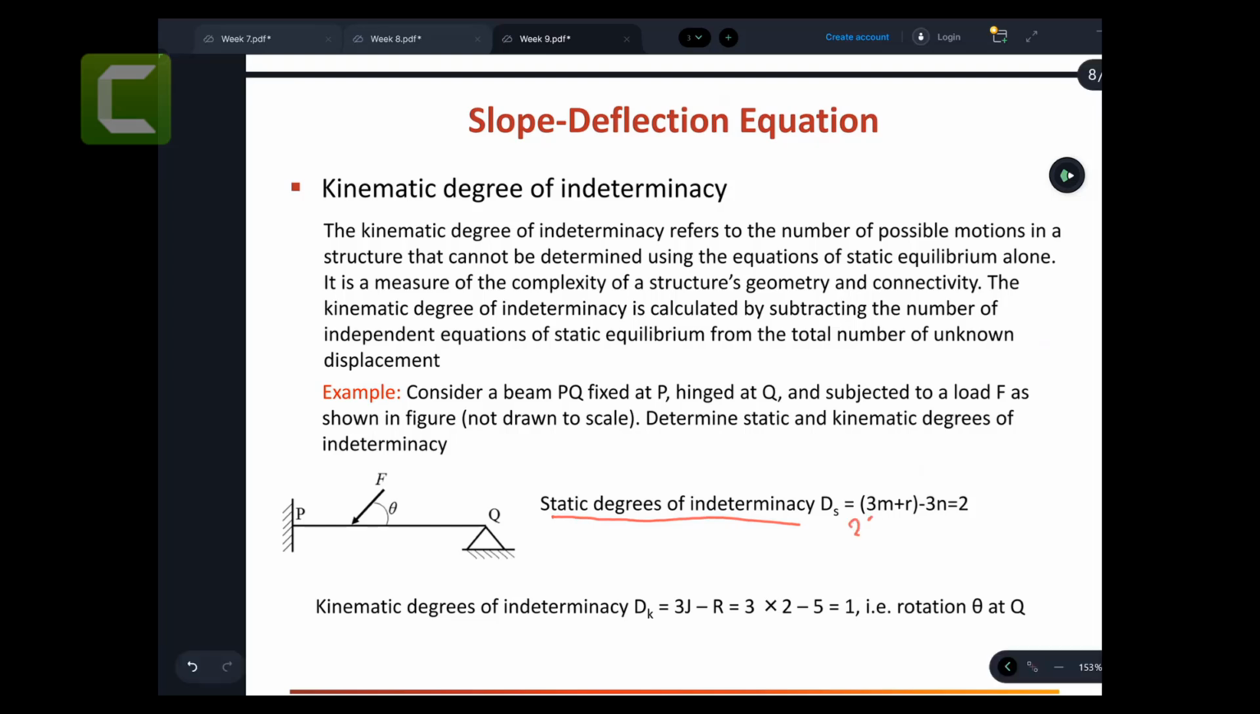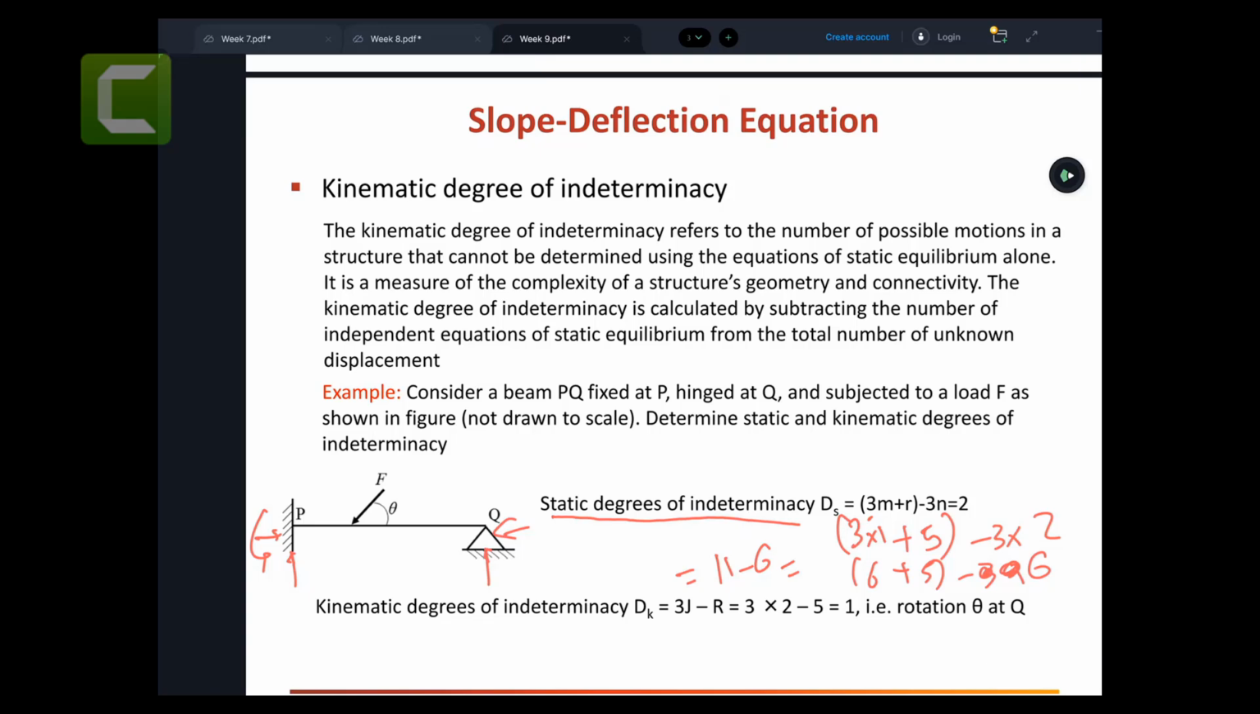How many members do you have? 3 times 1 member. How many reaction forces? 1, 2, 3, 4, and 5 reaction forces. So 5 minus 3 times how many joints? You have 2 joints. So 6 plus 5 minus 9. Oh, sorry, minus 6. So I think 11 minus 6.